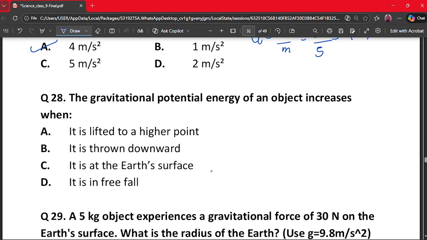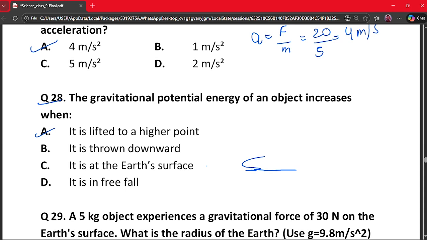Our next question is question 28. The gravitational potential energy of an object increases when A. It is lifted to a higher point, B. It is thrown downward, C. It is at Earth's surface, and D. It is in free fall. So here the correct answer is option A. It is lifted to a higher point, because gravitational potential energy increases when the object is lifted upward, because work is done against gravity, and greater height means greater stored energy. So our correct answer is option A.